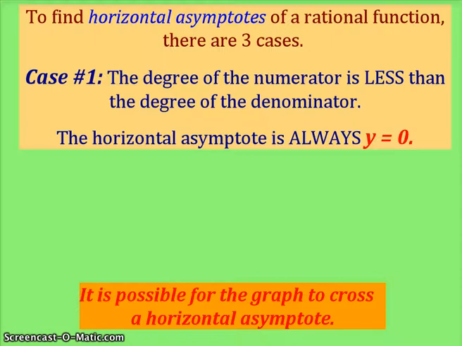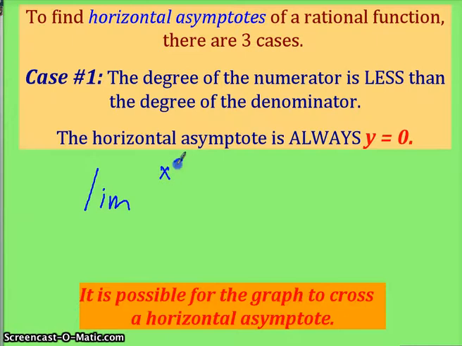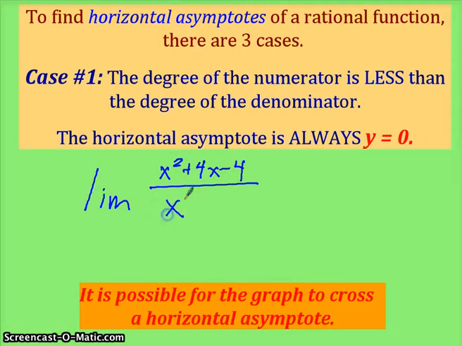So what we're saying is that the limit of the function x squared plus 4x minus 4, divided by x cubed plus 4, as x approaches positive or negative infinity is 0, when the degree of the denominator is larger. And again, it is possible to cross the horizontal asymptote. Let's look at case 2.